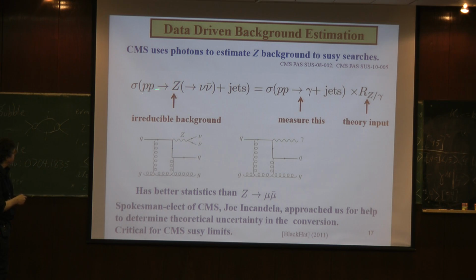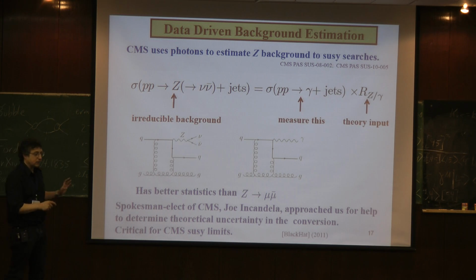So what you're interested in would be something like pp goes to Z, goes to neutrino anti-neutrino, and then jets. Now, you can't measure that. Experimenters like to measure backgrounds, right? They don't trust theorists, period. They want to be able to measure it. So what they do is they measure something else. They measure photons. Photons are good because you get a lot of them, certainly a lot more than Z going to neutrino anti-neutrino. There's like a factor of 5. So here you have a lot more data.